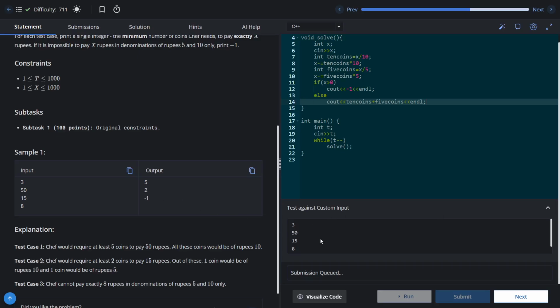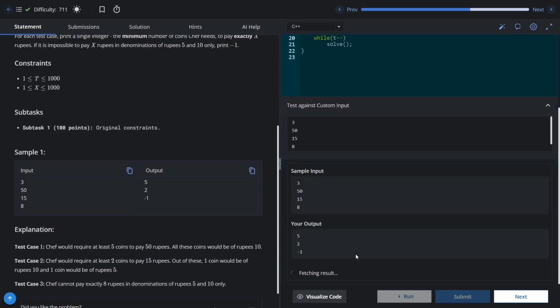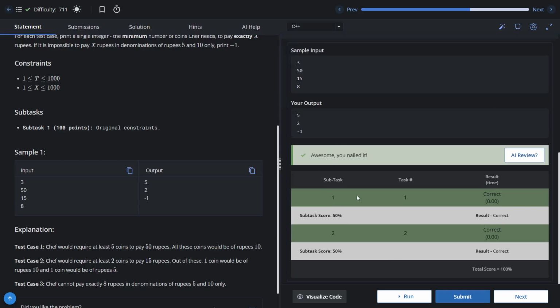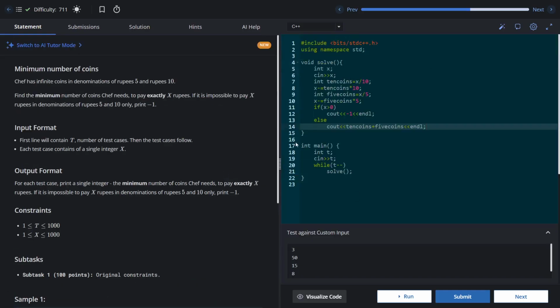We should get 5 and -1. Let's see if we are getting it or not. Oh, I directly submitted, yeah, we are getting it. And yeah, in this way you could have solved the problem. Basically it is a greedy problem only. Whenever the minimum number of coins is asked, you take the max coin, divide your x with that coin, then with the next smaller coin, then with the next smaller coin.